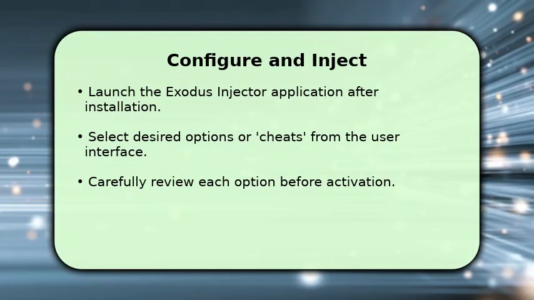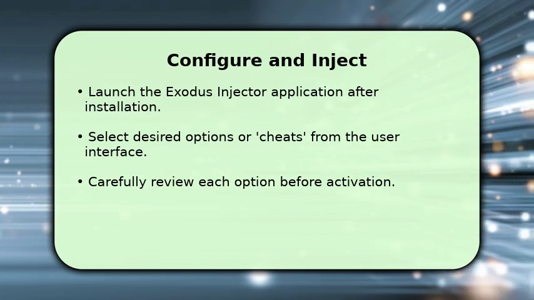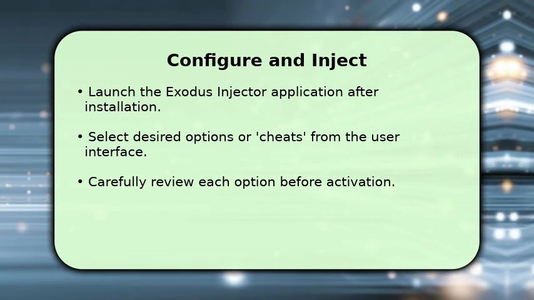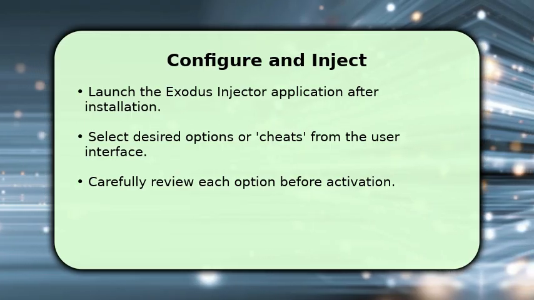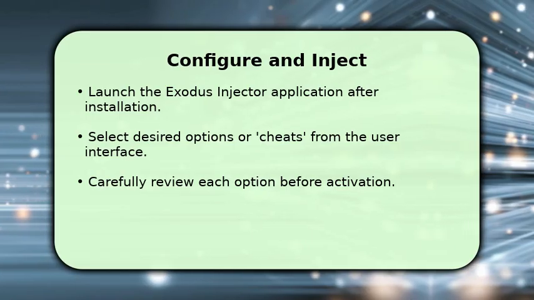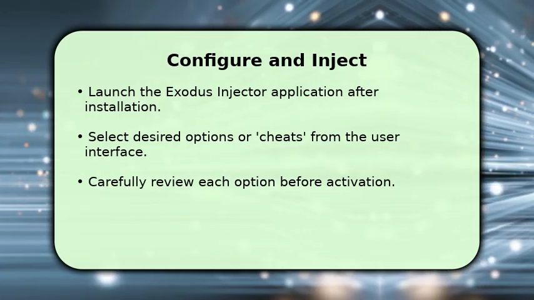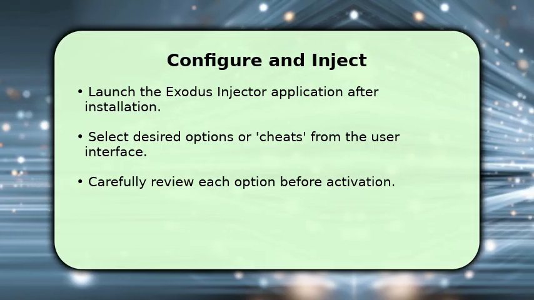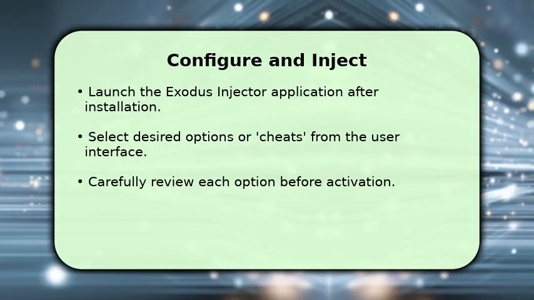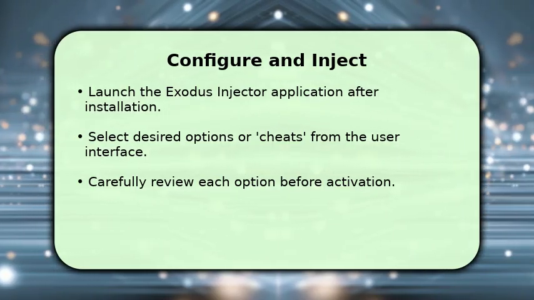After installation, launch the Exodus Injector application. You will likely be presented with a user interface where you can select various options or cheats to inject into Call of Duty Mobile. Carefully review each option and select those you wish to activate. Once your selections are made, initiate the injection process. The injector will then attempt to apply the chosen modifications to the game, which may take a few moments.